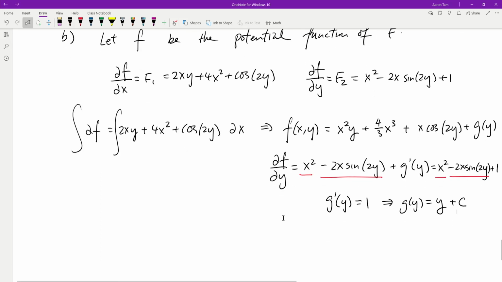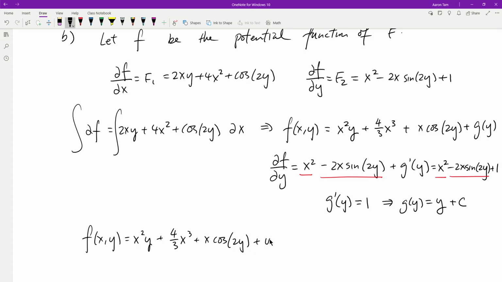And so now I have my answer. Our function f of x, y must equal x squared y plus 4/3 x to the third plus x cosine 2y plus y plus c.